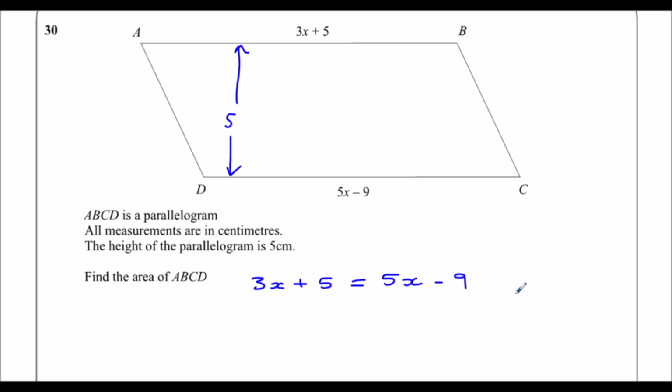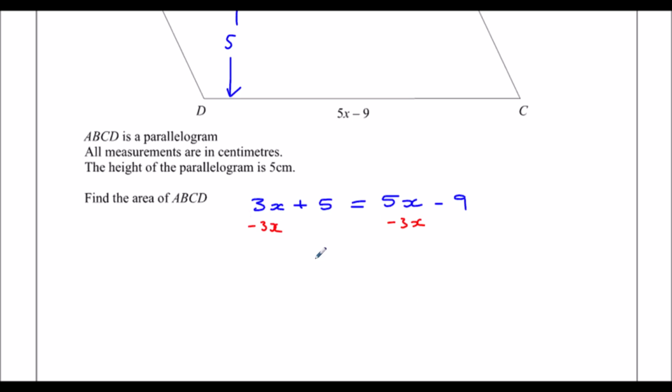We can solve this equation. So we're going to get rid of the smallest x first, which is the 3x. So take away 3x from both sides. And that leaves us with 5 equals 2x minus 9. We want to get x by itself. So we need to get rid of this subtract 9. And the opposite of taking 9 away is adding 9. So we add 9 to both sides, which leaves us with 14 equals 2x. And divide both sides by 2, so x is 7.